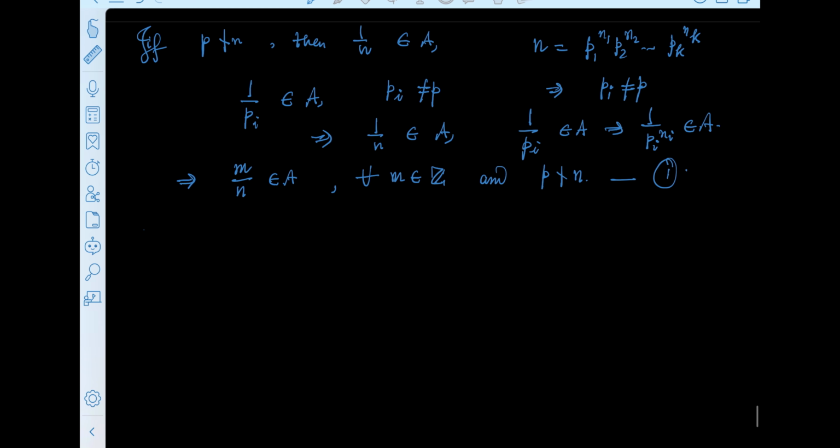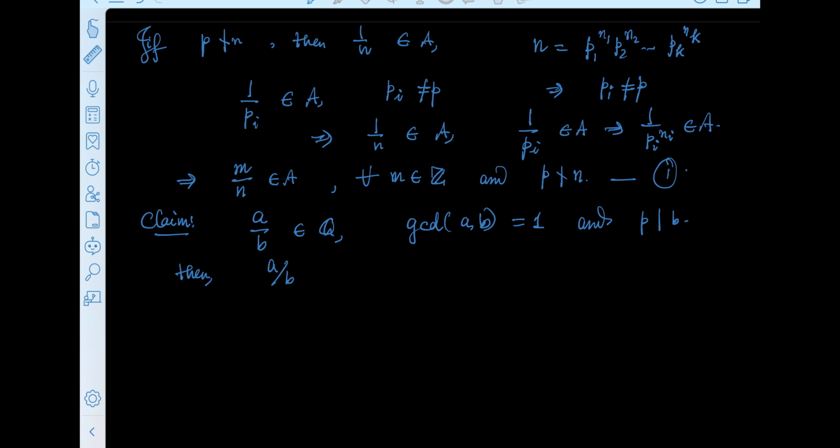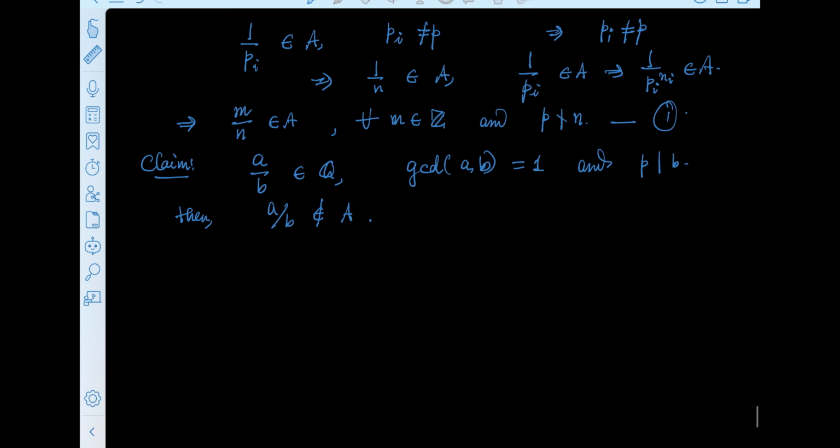Now I am claiming that if we take a rational number A by B such that GCD of A comma B is 1, this is the reduced form, because we can write every rational number in a reduced form, and P divides B, then A by B is not inside A. Okay, so proof.